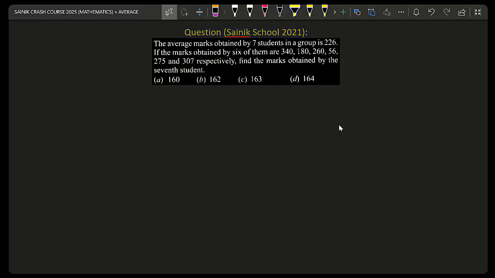So we have to add the 6 students' marks. Can we call the unknown marks a variable like x? Yes, sir. Okay, then apply the average formula. What is the average formula? Sir, total sum of observations divided by number of observations. Yes, sum of observations. What is the first observation?